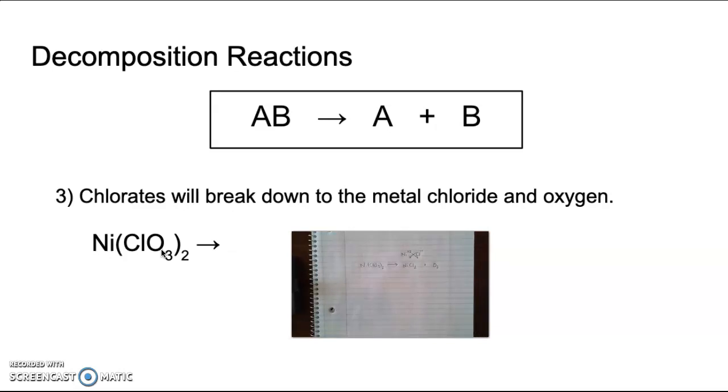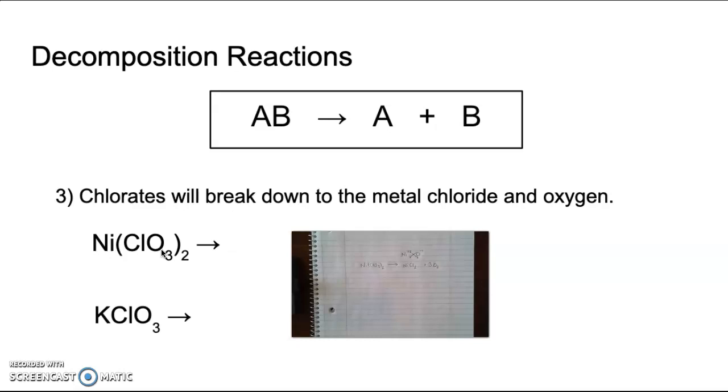All right, my last step is to balance this equation. So if I look here, I've got 1 nickel and 1 nickel. I've got 2 chlorines and 2 chlorines. And then I've got 3 times 2 or 6 oxygens. So I need to balance this so that I've got 6 oxygens over here. So I'm going to put a coefficient of 3.